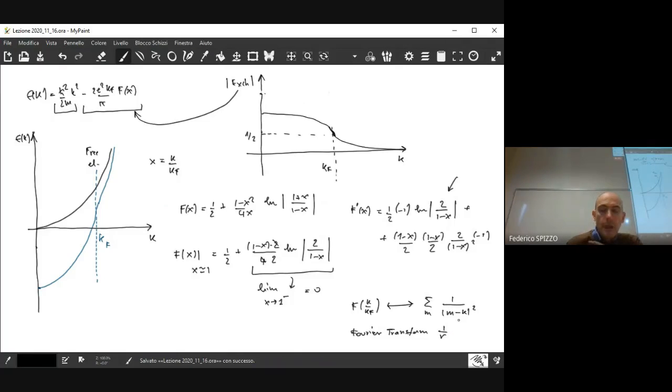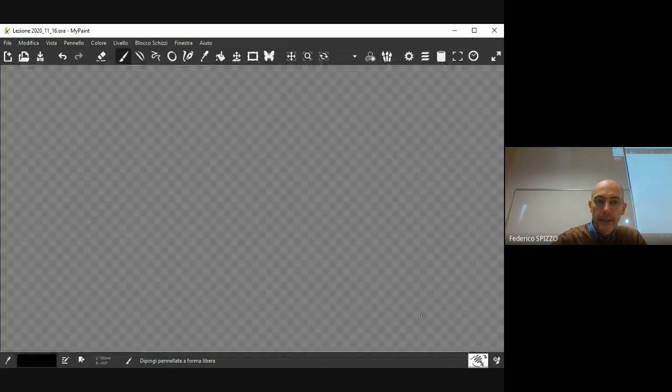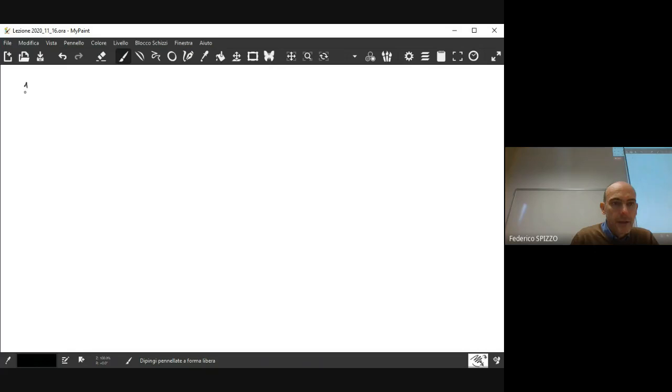And if you notice, one of the details of this potential is the following. If we use the Coulombian potential and we make the Fourier transform of that, then we have something that is proportional to 1 divided by q squared. Here we have that when q goes to 0, then 1 divided by q squared goes to infinity.